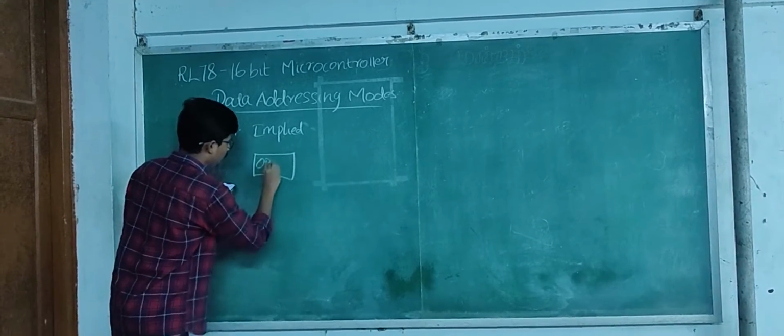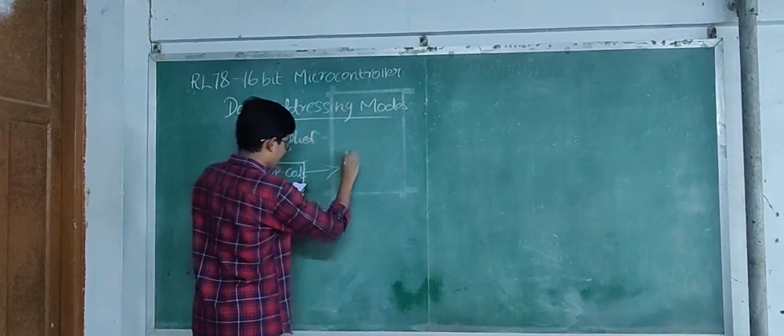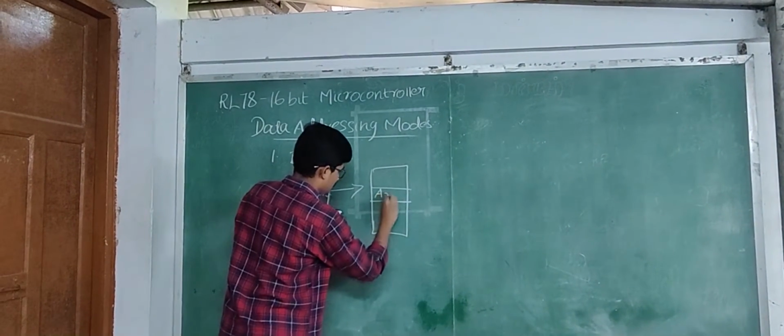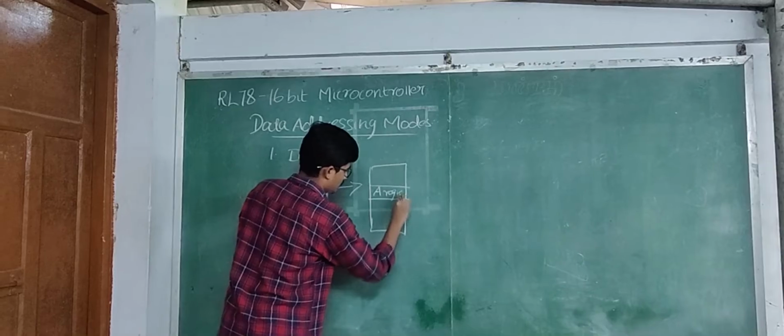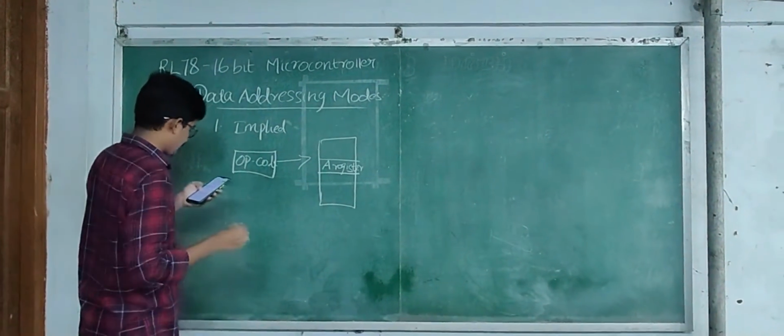This is the opcode, and this opcode directly specifies the register. This is called the implied addressing mode. Next one is the register addressing mode.